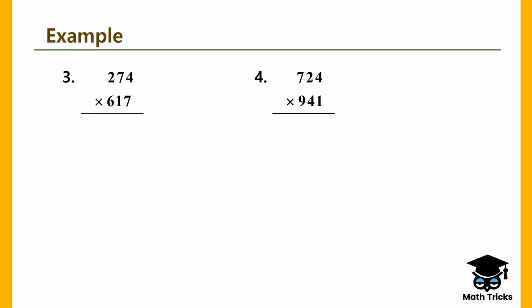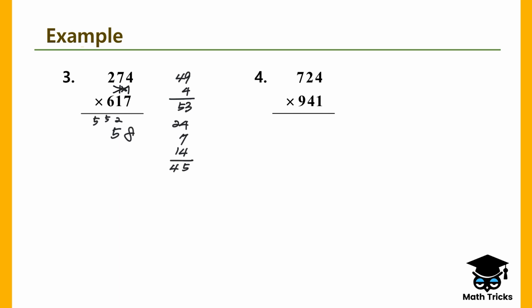Number 3, we have 274 times 6, 17. So 4 times 7, 28. 8 here, 2 here. 7 times 7, 49. 1 times 4, 4. That's 53. 53 plus 2, 55. So 55. And 4 times 6, 24. 7 times 1, 7. 2 times 7, that's 14. So that's going to be 45, right? 45 plus 5, that's 50.